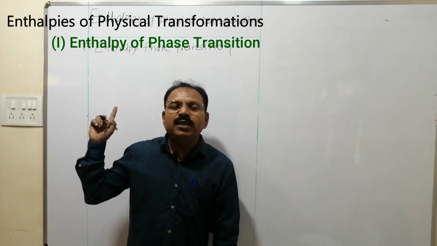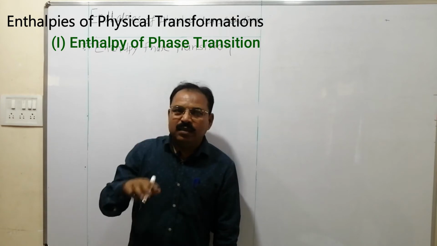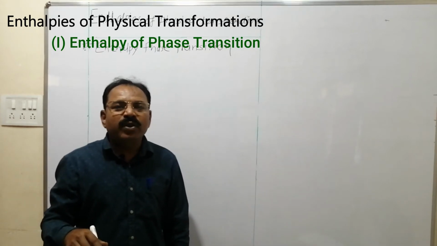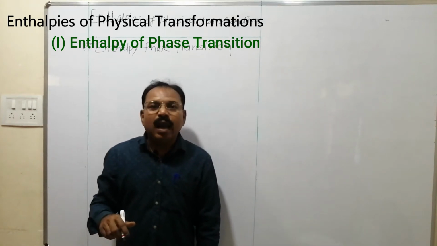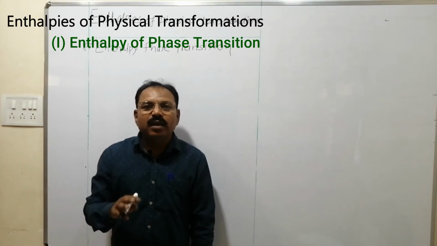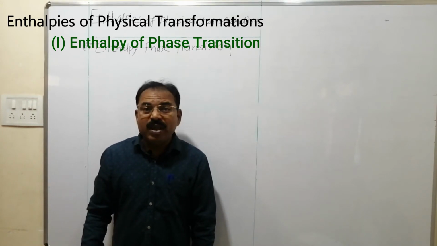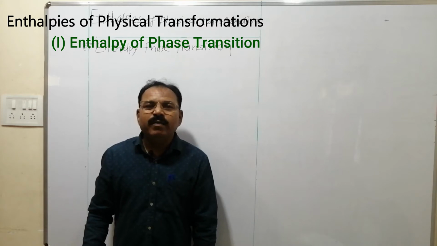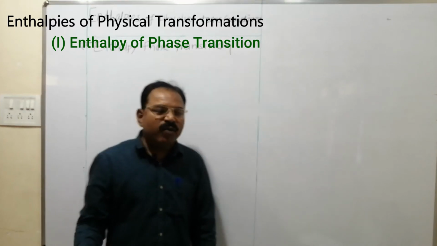The enthalpy of phase transition has three different forms. First one, enthalpy of fusion. Second, enthalpy of vaporization. And third, enthalpy of sublimation. Then we can see them one by one. First, enthalpy of fusion.